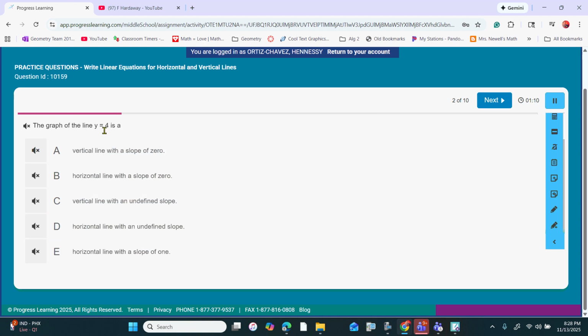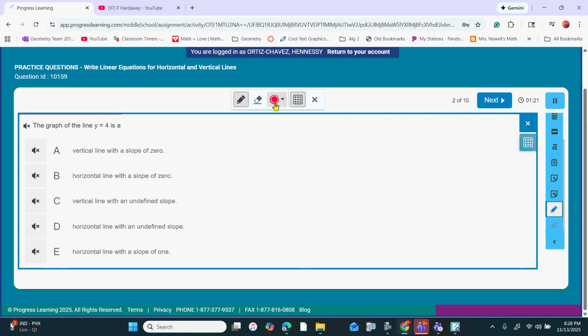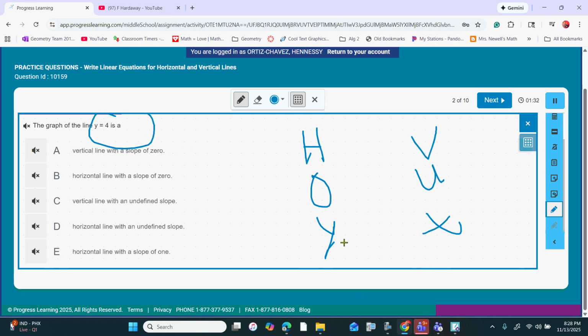The graph of the equation y equals a number. This kind of goes back to what we did in our notes. Y equals a number means, and if you don't see it, I'll go back to that acronym again, HOY VUX. Since I have y equals a number, that number is the y-intercept. So this one means it would have to have a horizontal line with a 0 slope. Okay.